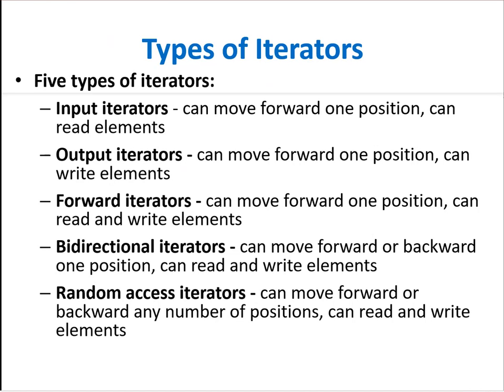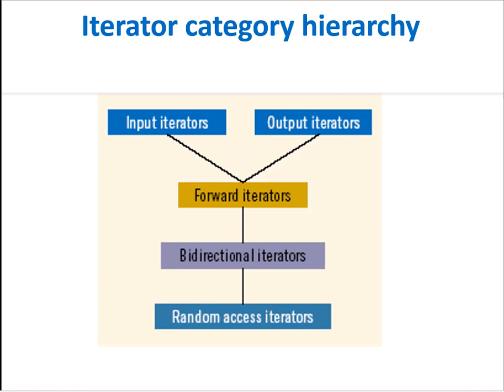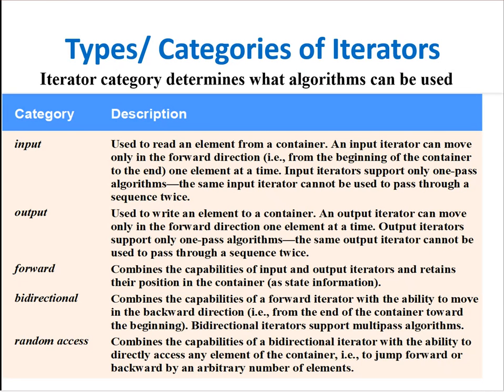This is the iterator category hierarchy: input and output iterator functionality is combined and supported by the forward iterator, all functionality supported by the forward iterator is supported by the bidirectional iterator, and whatever functionality is supported by the bidirectional iterator is supported by the random access iterators. These are the five types of iterator categories: input, output, forward, bidirectional, random access.